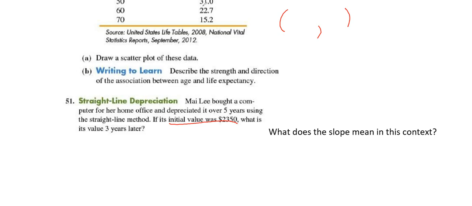Initial value. So that means we bought the computer today. How many years have gone by if we bought the computer today? 0. So what's the Y value? The cost. Hopefully you realize it's 2350 today. So that was a coordinate they gave you. Now, yes?